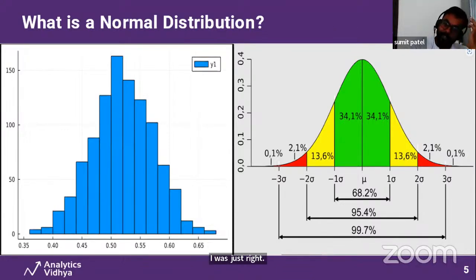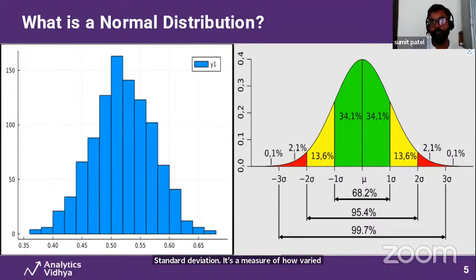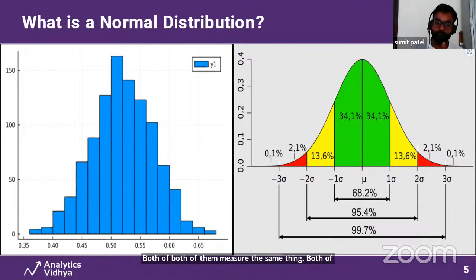Standard deviation is a measure of how varied the data is from your mean. Now, if you have two data sets with the same mean, and one has a higher standard deviation and the other a lower standard deviation, that means that in the one with the higher standard deviation, the numbers are wider from the average. Variance is nothing but the square of the standard deviation, so sigma square is variance. Both of them measure how far your data is from the mean.